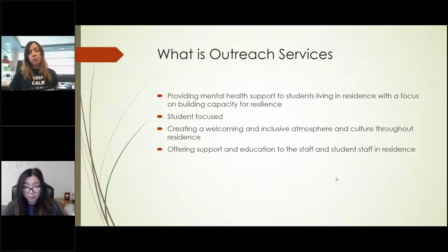A big piece that I've learned over the years, and again, we'll get into this later, is the prevention piece, where you will see me out in the lobbies, really making this a culture of mental health well-being, where people walk in the lobby and they're already feeling supported because of the messages they're seeing posted, because of the people that they're seeing constantly through the residents that are really promoting that sense of well-being, as well as offering support and education to staff and students in residence.